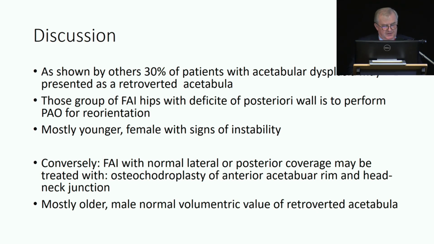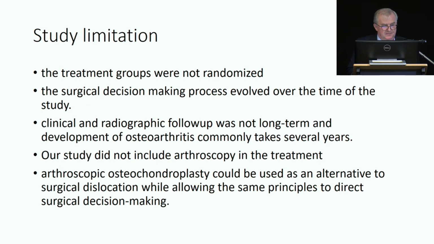Opposite to that group, femoroacetabular impingement with normal lateral or posterior coverage may be treated with osteochondroplasty of the anterior acetabular rim and head-neck junction. And that group is characterized by a little bit older males with a normal version value of the acetabulum.